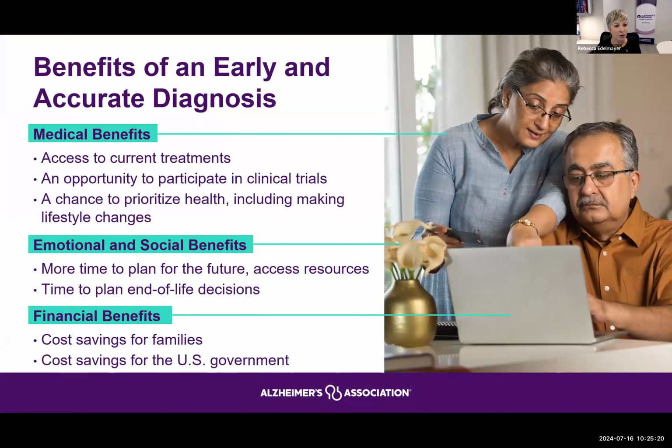We know that there are medical benefits, emotional and social benefits, as well as financial benefits for individuals and their families. Especially when it comes to medical benefits, we know that an individual is accessing current treatments, has an opportunity to participate in clinical trials, and certainly a chance to prioritize their health and be a part of making healthcare decisions, something that we want every individual to have an opportunity for. And we know that it's important to be planning with families, making sure that you're having that time early on in the disease process to do this.